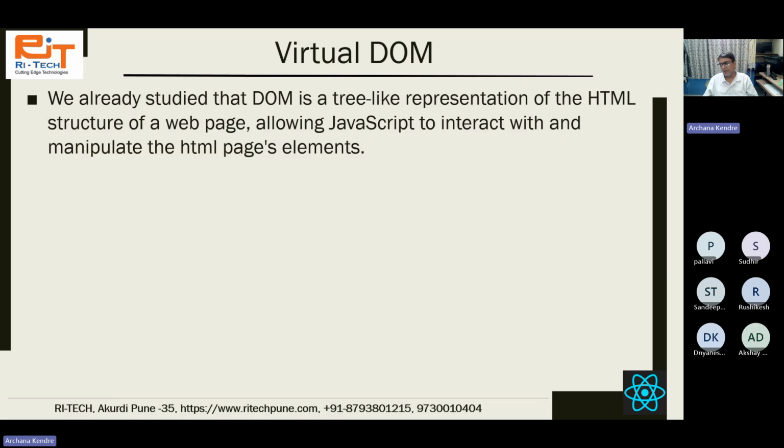Now it is basically the virtual DOM. So let's learn a little about the virtual DOM. Here we already stated that the DOM is a tree-like representation of the HTML structure of a web page, allowing JavaScript to interact with and manipulate the HTML page elements. So what is the DOM basically? A tree of objects created in web browser memory. The DOM is a tree of objects which the web browser itself creates inside its memory.